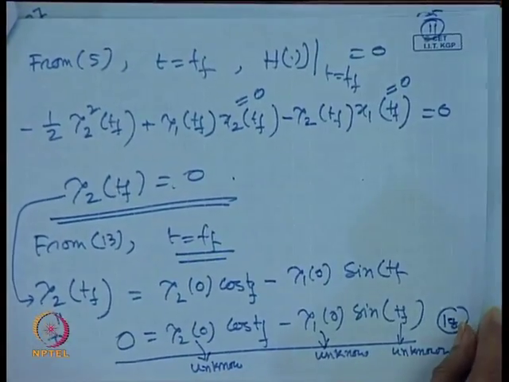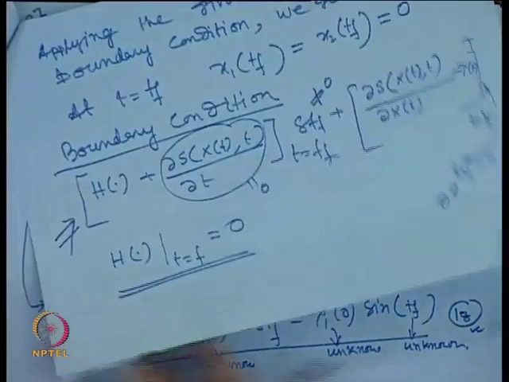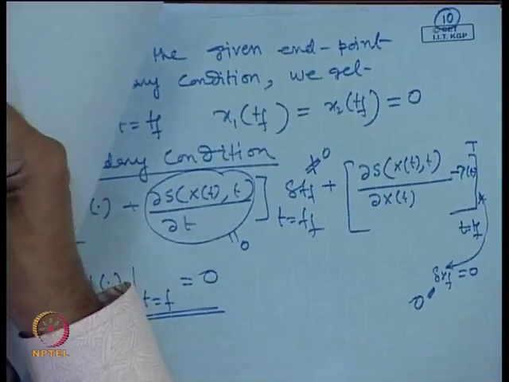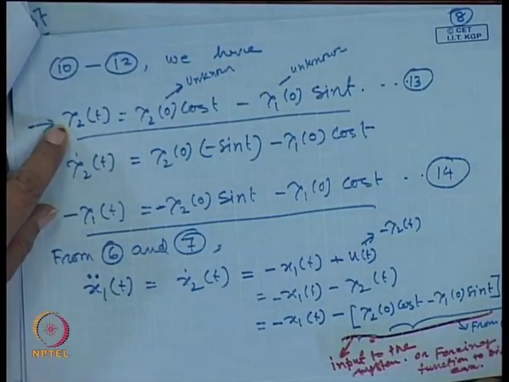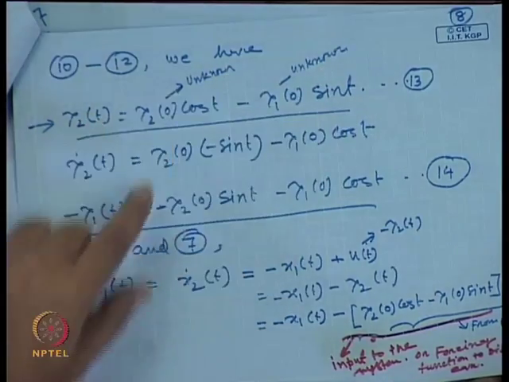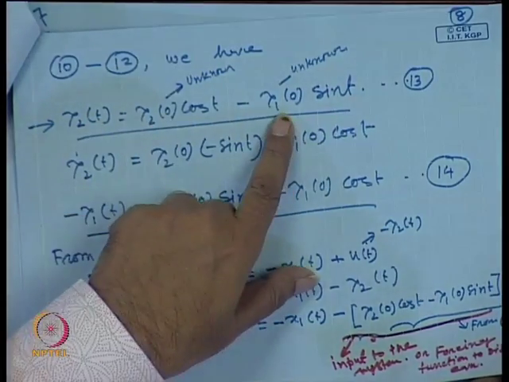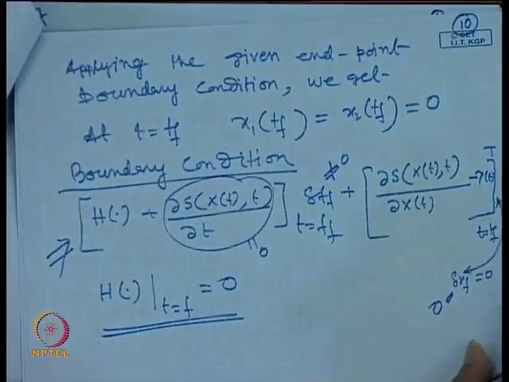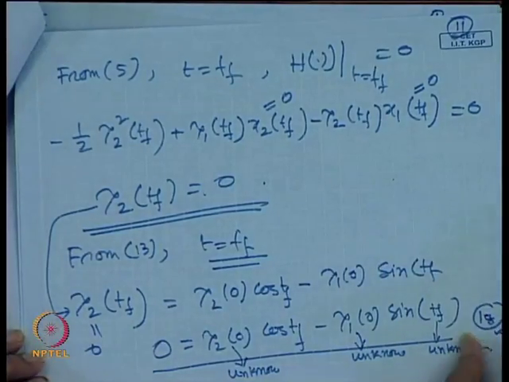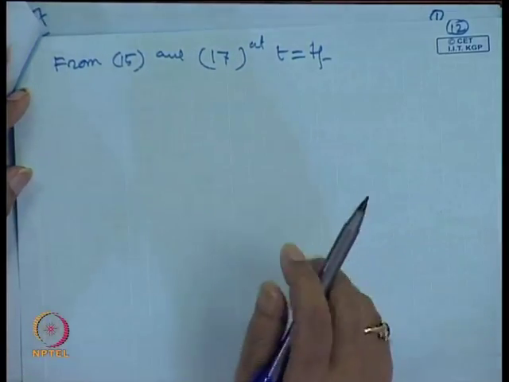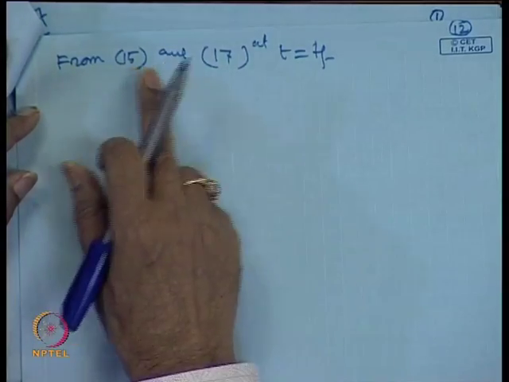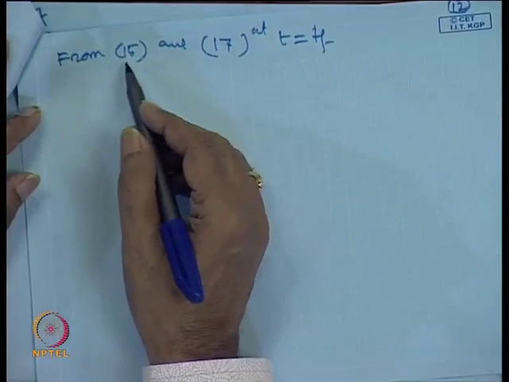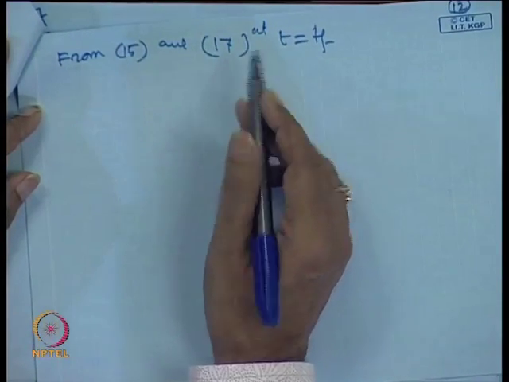Now, the expression for lambda 2 of t we have got is this one. Here the unknowns are lambda 2 0 and lambda 1 0, agree? We must know these. So we know this equation, and since there are three unknowns, we get another two equations from the state trajectory equations, that is, the x 1 of t expression and the x 2 of t expression: equation 15 corresponding to x 1 of t and equation 17 corresponding to x 2 of t.